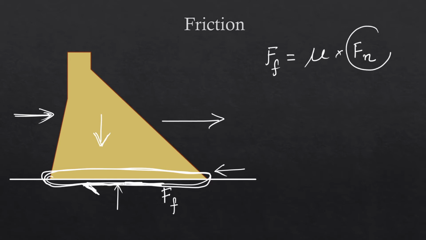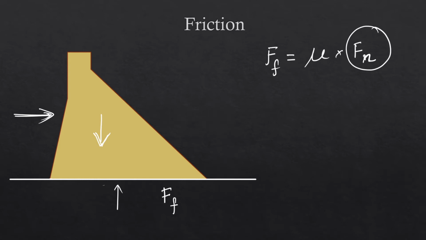So this normal force, to find out this normal force, we'll have to see what are the forces in the vertical direction, because this surface, this interface is horizontal. That means normal to the horizontal will be the vertical forces. So we'll ignore all the horizontal forces and we'll only consider the vertical forces. So in this case, the vertical forces will be the weight of the dam and the uplift pressure. So frictional force will be equal to the weight of the dam, W, minus the uplift pressure.